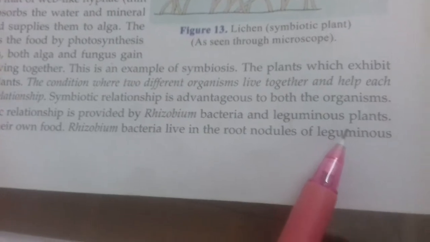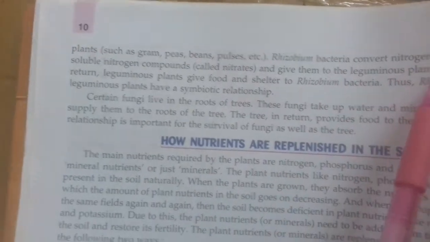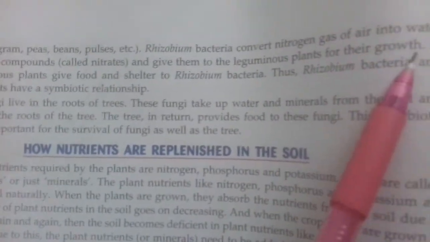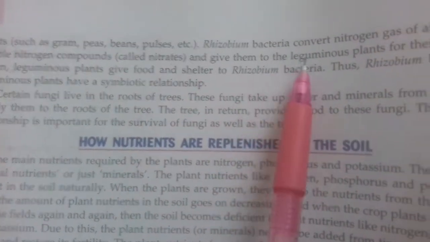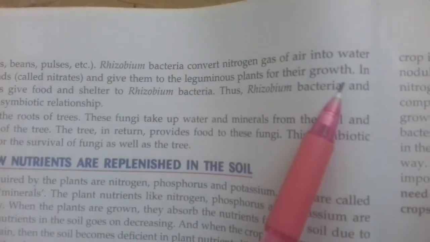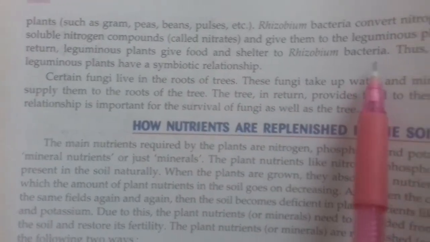Leguminous plants: all pulses are leguminous plants. Rhizobium bacteria cannot make their own food. Rhizobium bacteria live in the root nodules of leguminous plants, such as gram, peas, beans, pulses, etc. Rhizobium bacteria convert nitrogen gas of air into water-soluble nitrogen compounds called nitrates and give them to the leguminous plants for their growth. In return, leguminous plants give food and shelter to Rhizobium bacteria.